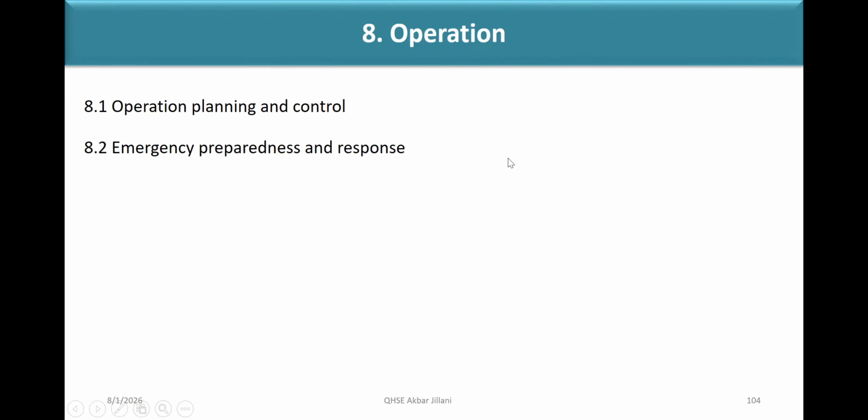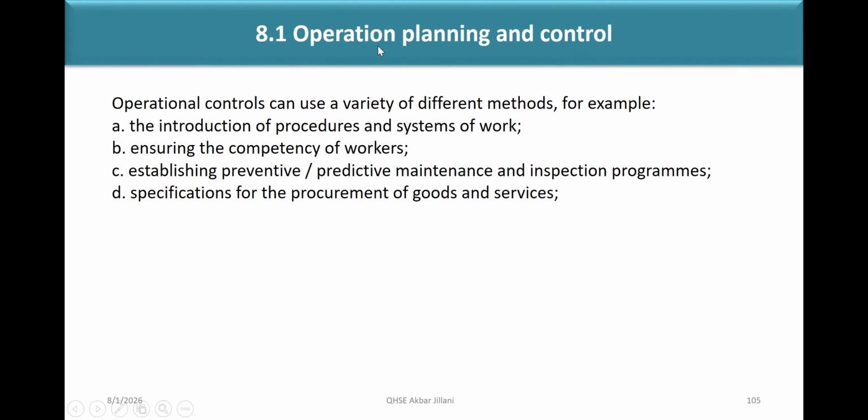We will discuss these two subclauses: operation planning and control, and emergency preparedness and response. Let's see operation planning and control. Organizations have the same documentation for other clauses, but clause number 8 is different, and in 6.1 also the risk management. These are the changes. Others are the same.